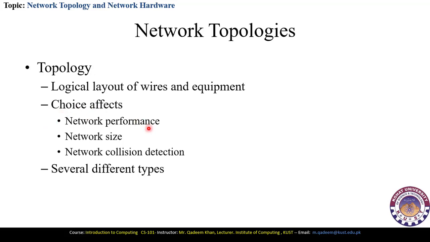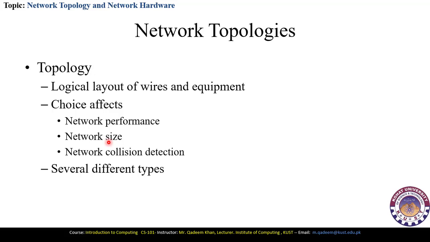First one is network performance. If we require high performance, then we will utilize one sort of network topology. For example, star topology has a greater network performance. And if we require network size, meaning that if you are working over a big network, then we will connect the mesh network topology.